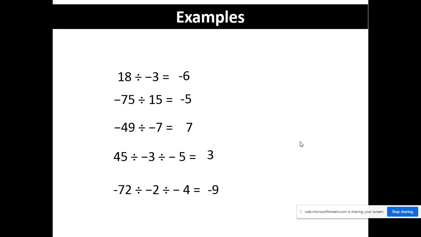Okay? Please copy down these examples. These are very important. And the last two are a bit more challenging, but just a quick tip. Do the first two numbers together, divide the first two numbers together first, and whatever you get, positive or negative, then divide it by your third number. Okay?